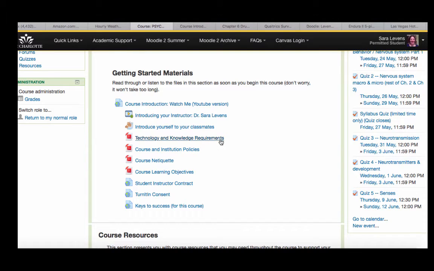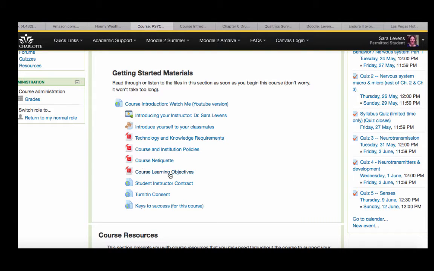We also have a number of documents here that present the technology and knowledge requirements for this course. You should review these. This talks about what technology you'll need in terms of computers and the like, as well as what are the basic knowledge requirements that we have for you beginning this course. There are also course and institution policies. This is an online course, so we have netiquette. This details specific behaviors and expectations that we have with regards to your online communication, performance, and overall etiquette.